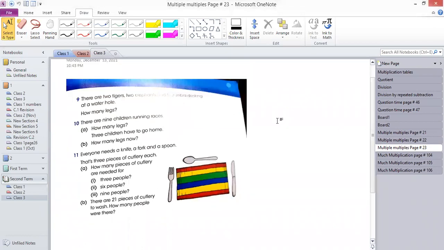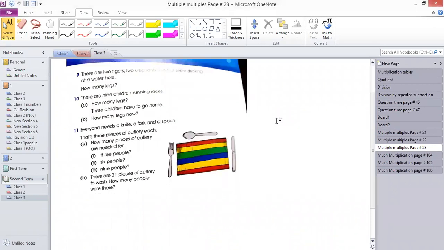Page number 23, question number 9. We completed question number 9. That was, there are 2 tigers, 2 elephants, and 4 zebras drinking water at a water hole. So how many total legs are there? We know, guys, that tiger has 4 legs, zebra has 4 legs, and elephant has 4 legs. They all have 4 legs. Tigers are 2. So there will be total 4 multiplied by 2 legs, which will be 8.